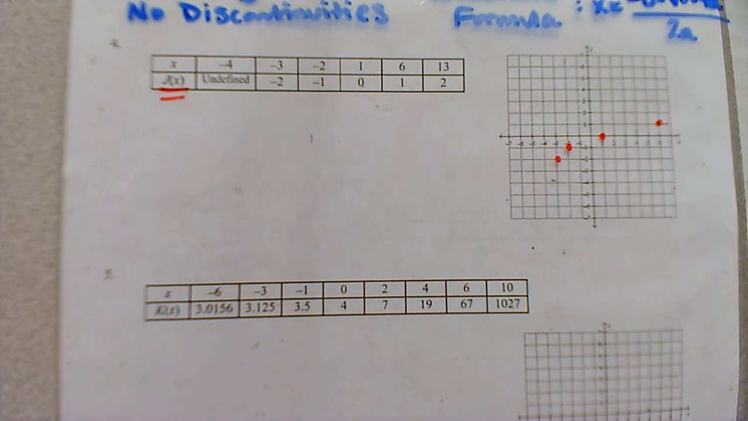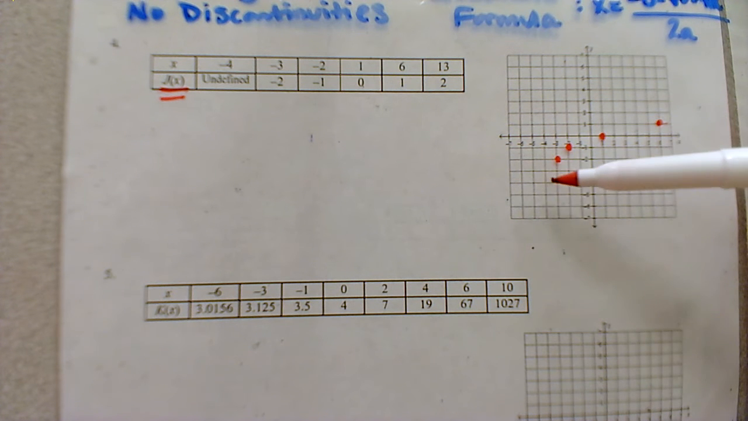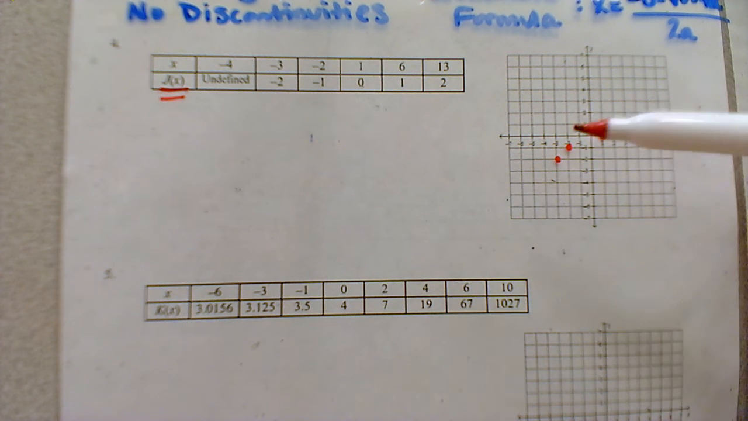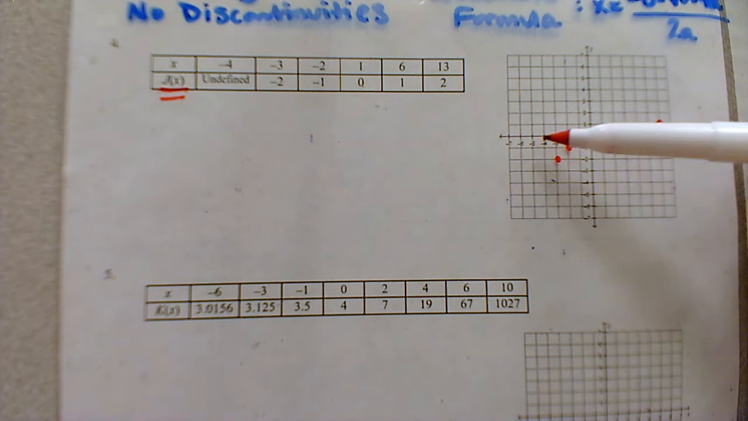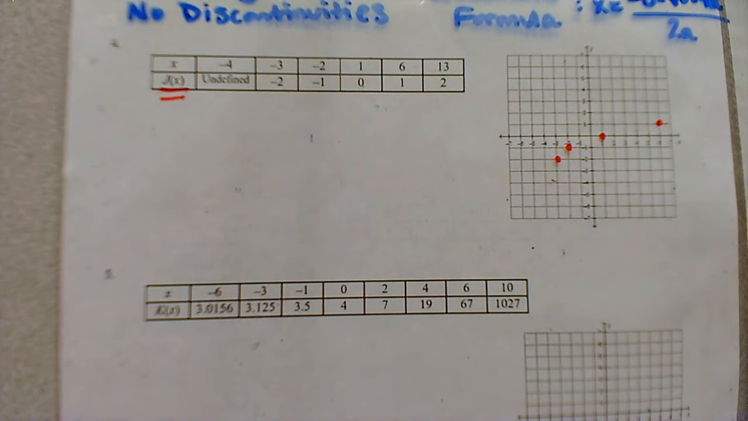Now, that is some good piece of information, but it doesn't exactly tell us what's going on at this location of -4. Undefined could mean a hole in the graph, it could mean an asymptote in the graph, it could mean that you don't have a graph there at all. So we need to pay close attention to what the other points on the graph are telling us in terms of the shape of this graph.